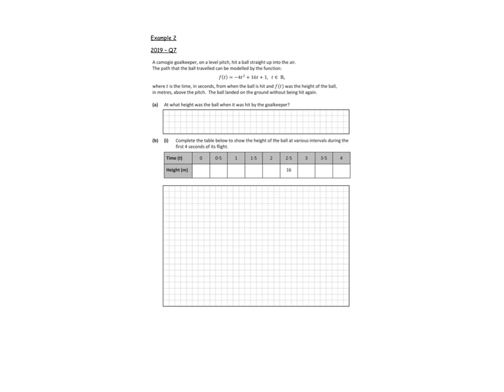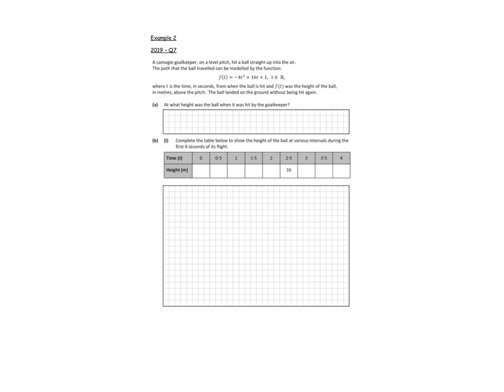So this one says, a camogie goalkeeper on a level pitch hit a ball straight up into the air. The path the ball travelled can be modelled by the function f of t, which is equal to minus 4t squared plus 16t plus 1, where t is time in seconds from the ball is hit, and f of t is the height of the ball in meters above the pitch. The ball landed on the ground without being hit again.